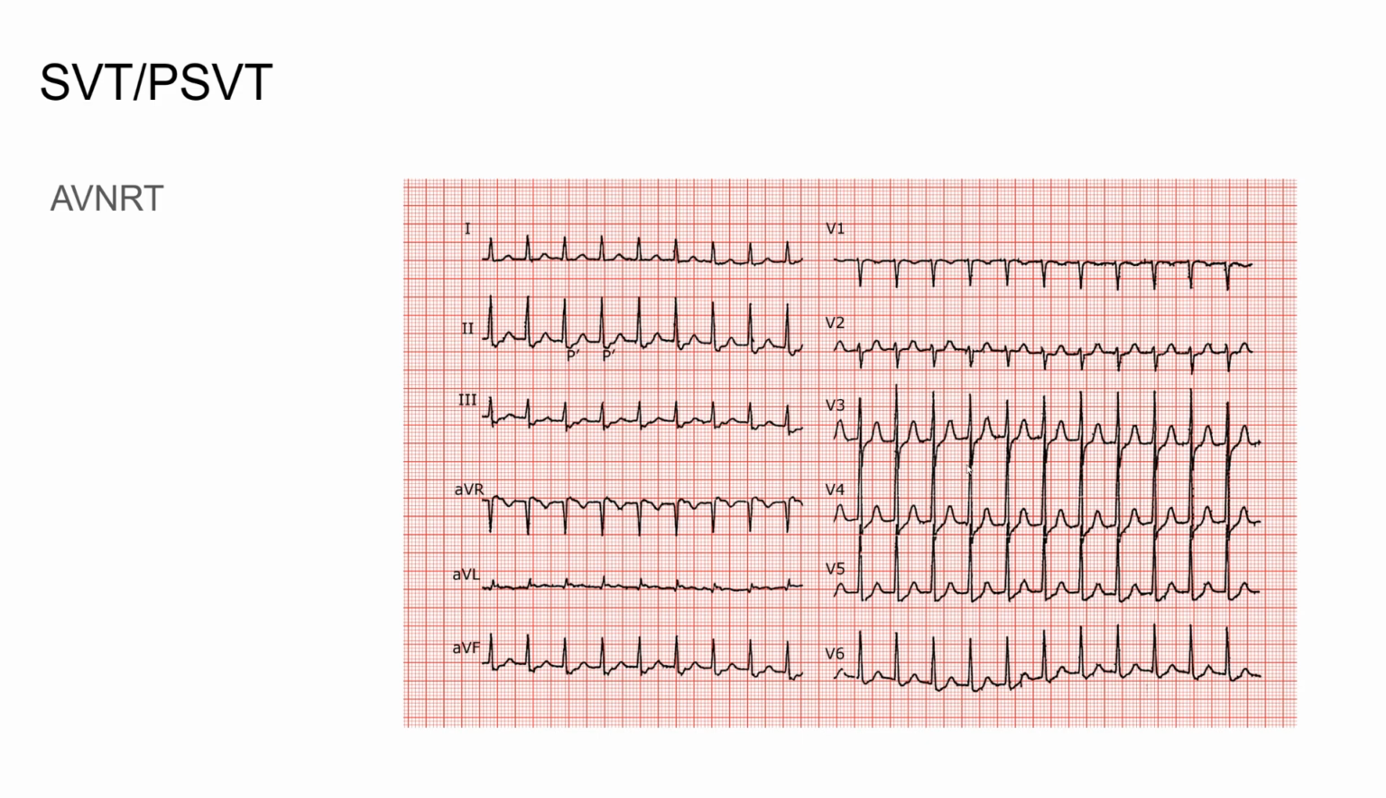But AV-NRT won't always present like this. You can have slight variations, and it might look a little bit differently. But generally, if you have a narrow rate over 150 with no P wave, it's AV-NRT. This is usually treated with medications such as beta blockers or calcium channel blockers. First line medications, though, for AV-NRT would be like adenosine. That's a really common one in the pre-hospital setting that people use to slow this rhythm down and hopefully throw the patient out of it.